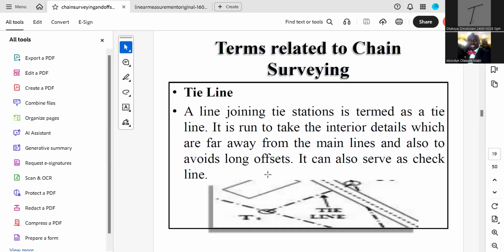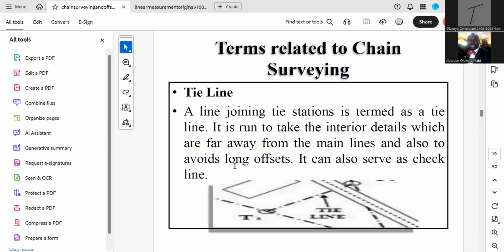Tie line, I've explained this. Another thing that I didn't mention is that it can also serve as a check line. The tie line can serve as a check line, but know that what the tie line is used for is to locate what? The interior details.